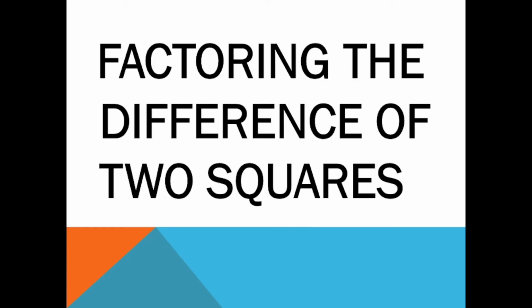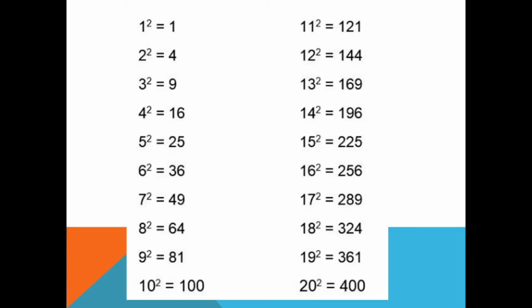What I'm going to discuss to you is about factoring the difference of two squares. What I have here are the different square of a number. You can use this in finding the square root of a number. For example, you're going to find the square root of 324. The answer is 18. Square root of 169. The answer is 13.